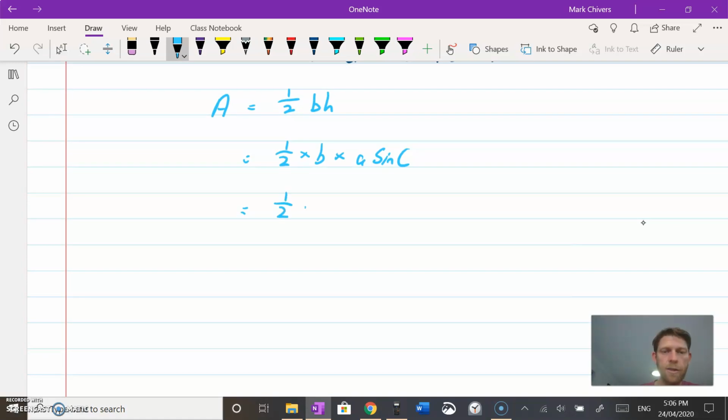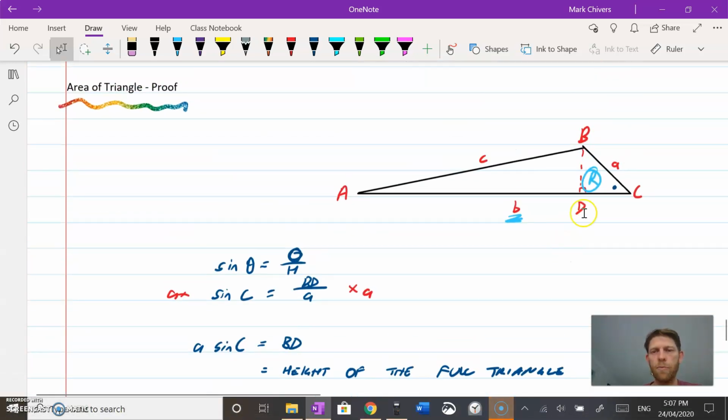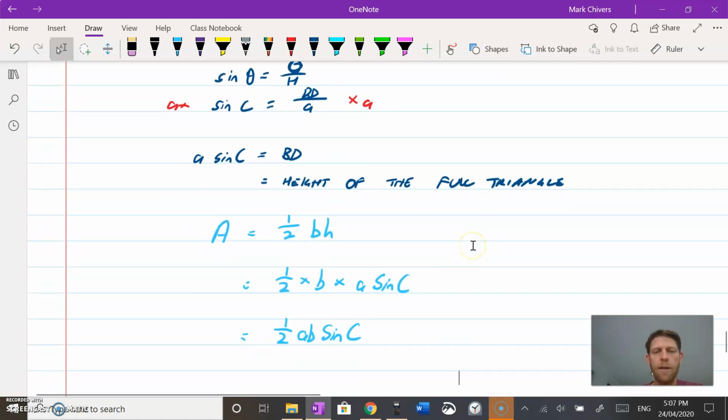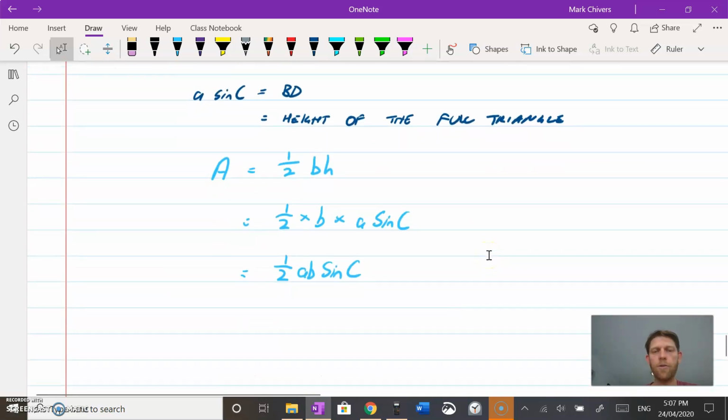If we just rearrange this, that's going to be half AB sine C, which is our formula for the area of a triangle using trigonometry. So that's how that formula has come up with. We just do it by creating a height that we don't know anything about, but using trigonometry to find out what we do know about it from the triangle that we have. So in this particular case, as long as we have two sides and their included angle, so A and B and their included angle, we can find the area of any triangle. And that's the end of this proof.